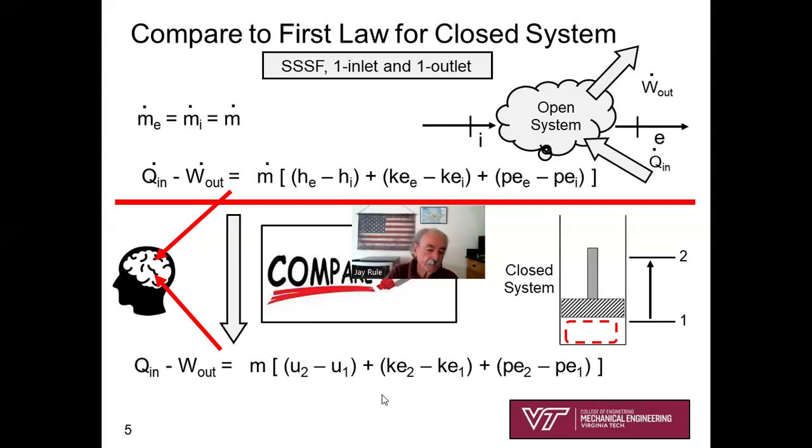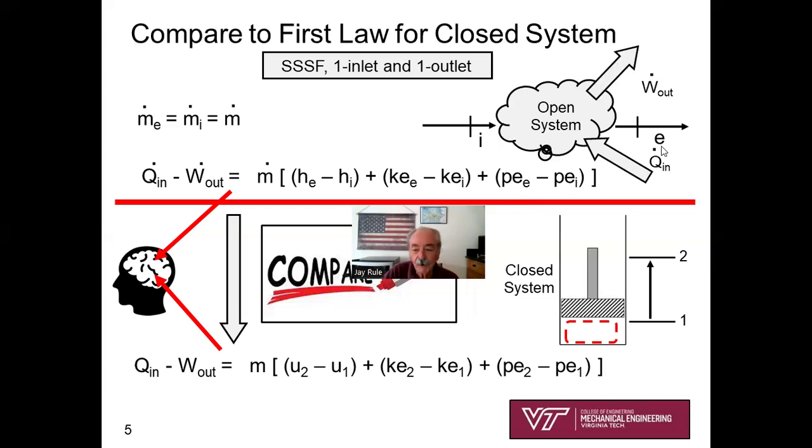On the upper side, for the open system, I see dots over the Q, the W, and the m. It's all about the dots for open systems. That must mean a rate: mass flow rate, rate of heat transfer, power. Down below, there are no dots. But look how similar it looks. The important thing I want you to see in this video is that things look similar, but there are also differences. Look at the kinetic energy terms. They're similar, aren't they? Potential energy, similar.